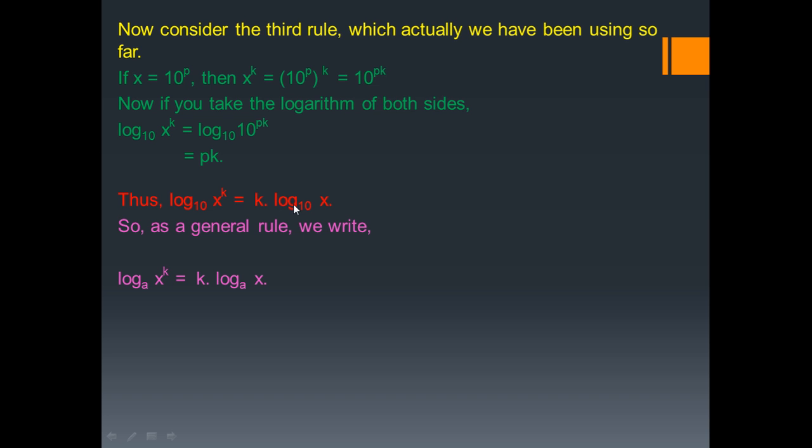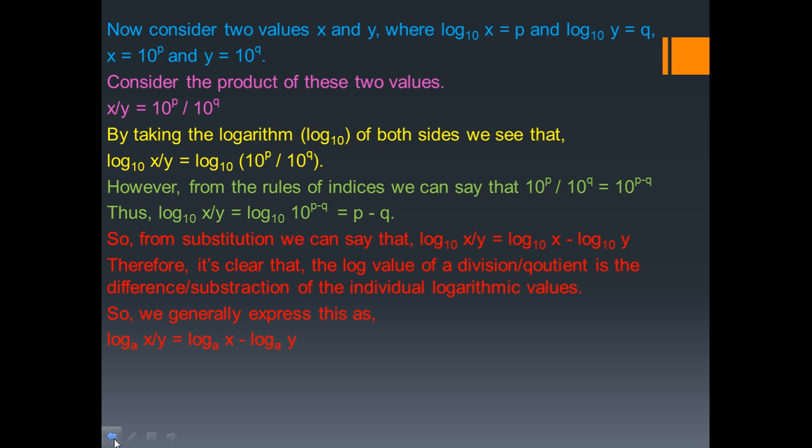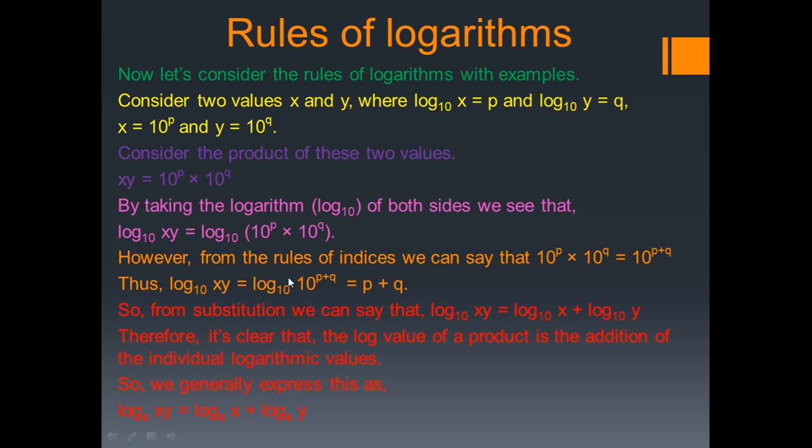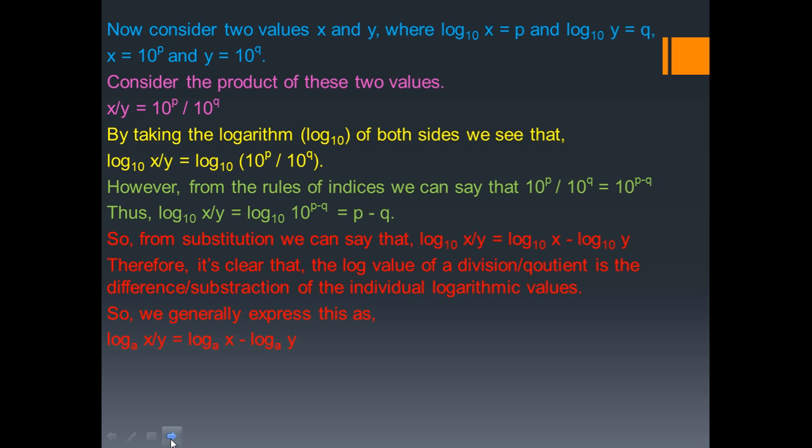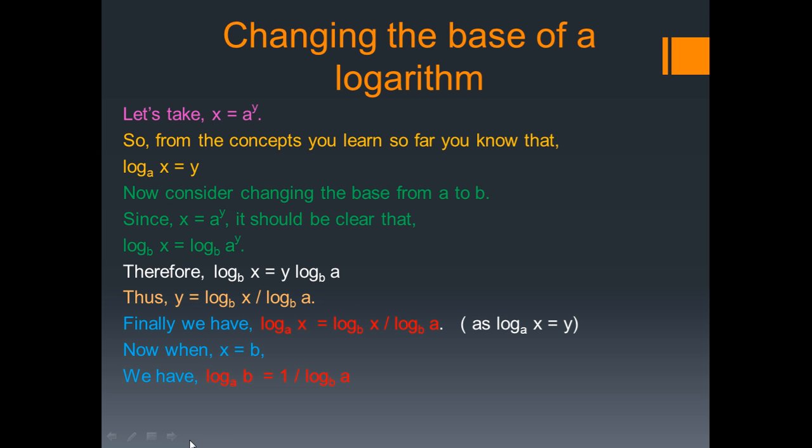So what generally happens here is that you can say that log of x to the power k to the base 10 is equal to k times log of x to the base 10, right? As a general rule, we write this as log of x to the power k to the base a is equal to k times log of x to the base a. That is the reason why we got log to the base 10 of 10 to the power p minus q as p minus q, and of 10 to the power p plus q as p plus q. So that's the third rule.